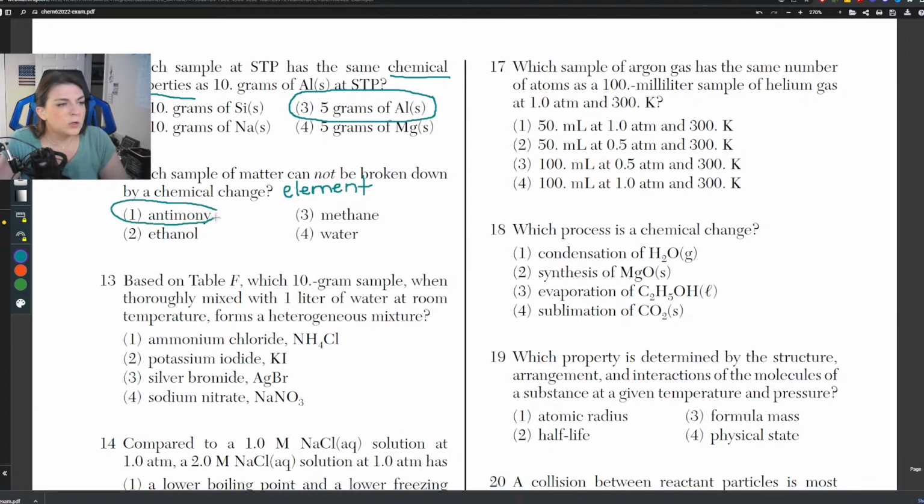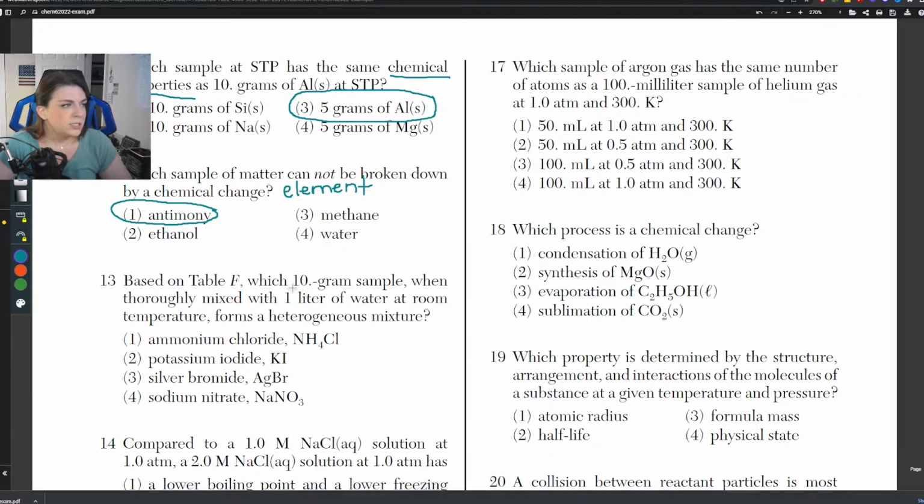So it is antimony. Ethanol, even by process of elimination. Ethanol, you should know, is a carbon compound. Methane, you know, is a carbon compound. And water, you know, is H2O. So at that point, you should have had the idea, hey, this is antimony. And then maybe you double-checked it on table S.